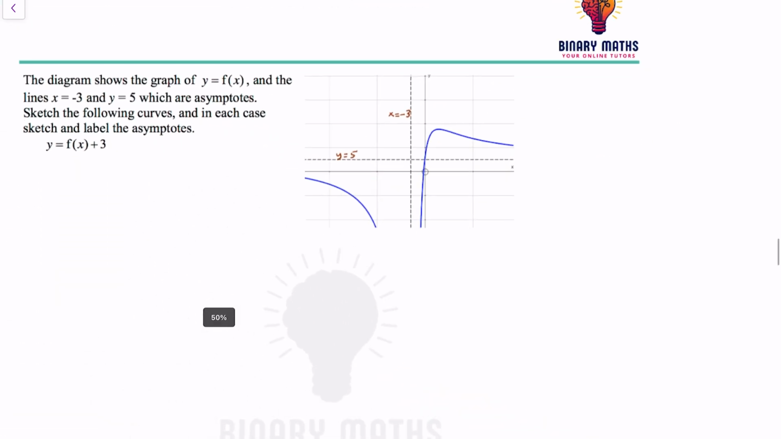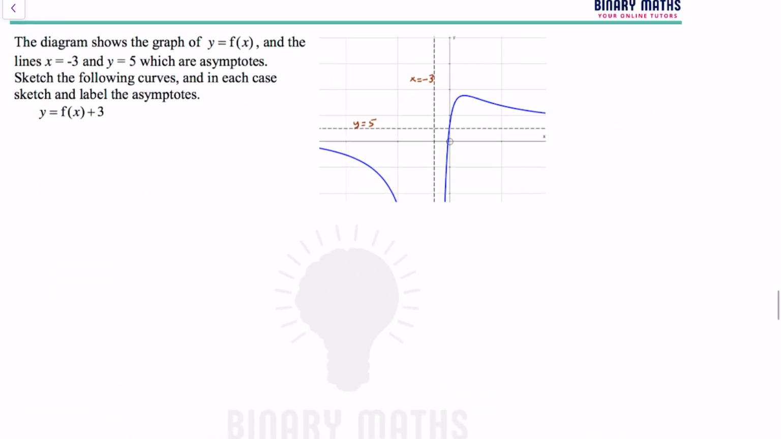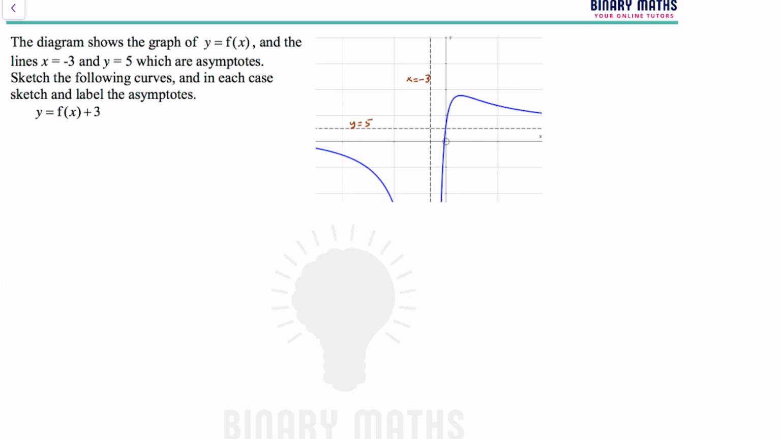Okay, next example. The diagram shows the graph of y is equal to f of x and the lines x equals minus 3 and y equals 5, which are asymptotes. Sketch the following curves, and in each case sketch and label the asymptotes. Okay, so y is equal to f of x plus 3.